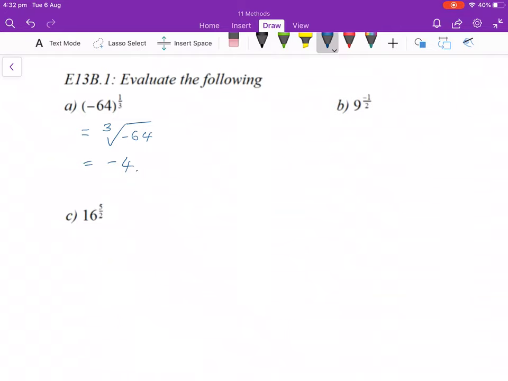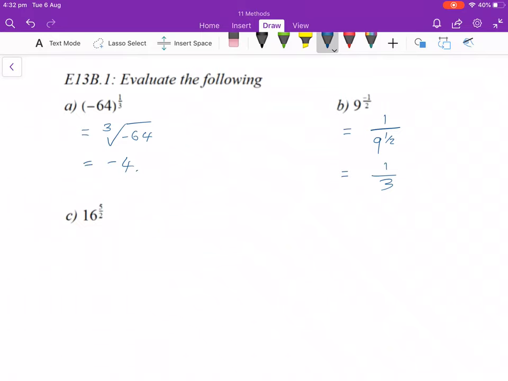Part B, 9 to the power of negative 1/2. So this negative index can be rewritten as 1 over 9 to the power of 1/2 with a positive index. And 9 to the power of 1/2 is the square root. So we're looking for just what number squared is 9? 1 over 3.